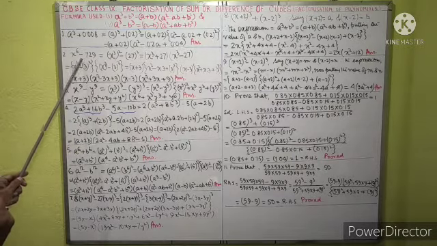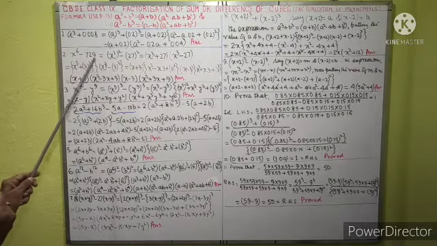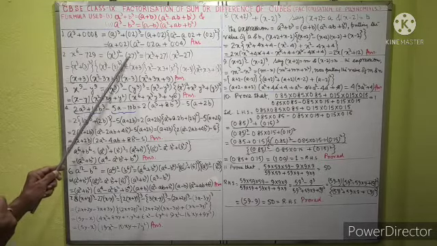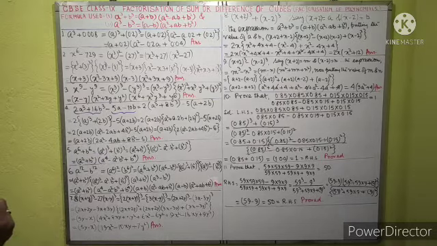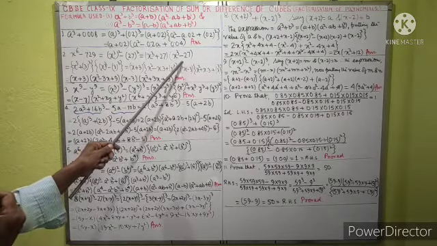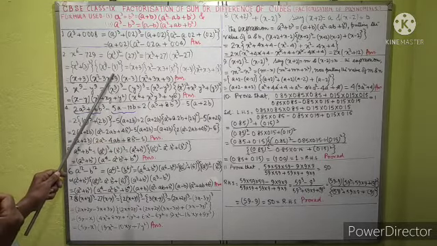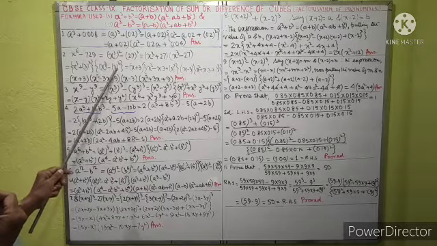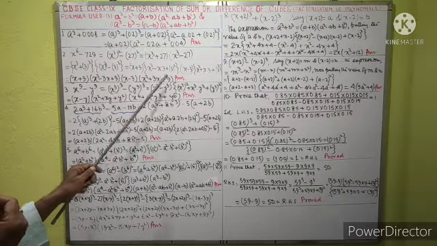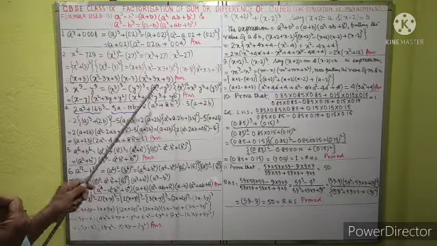Next question, x to the power 6 minus 729. x to the power 6 equals x cube whole square minus 27 whole square, that is (x cube plus 27)(x cube minus 27). Because 27 equals 3 cube, these two factors will again be broken in this way: x cube plus 3 cube, x cube minus 3 cube, and with the formula a cube plus b cube and a cube minus b cube, you will break it again, and the answer is this.